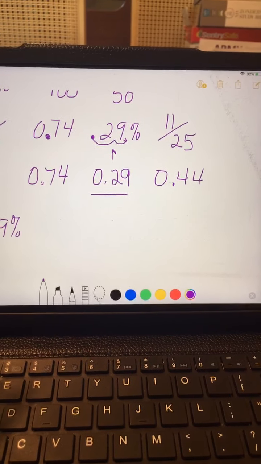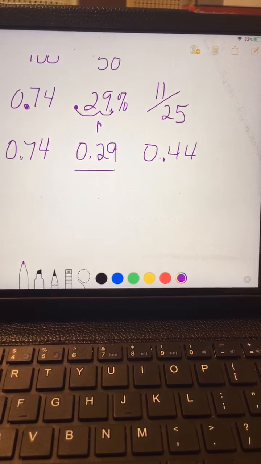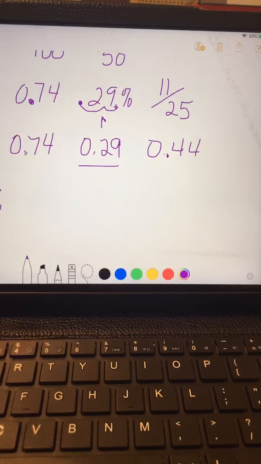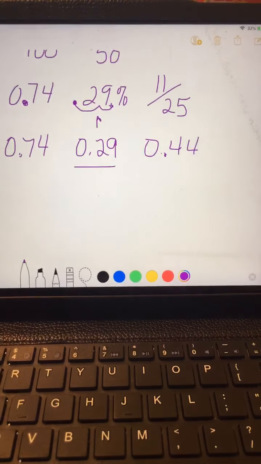For your answer, you don't want to put down the decimal. We're just putting them all in decimals so we can compare them. But when you're writing your answer, which is the least? Well, the 29% is the least. Okay? What was next?